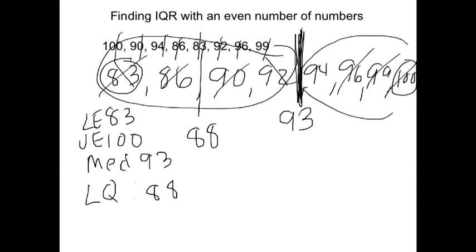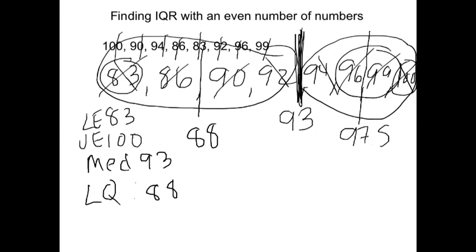And I'm going to focus on the upper half, and I'm going to do the same thing. Okay, now it's a little bit trickier, because now I have 96 and 99. So I know that the middle of that would be 97.5.